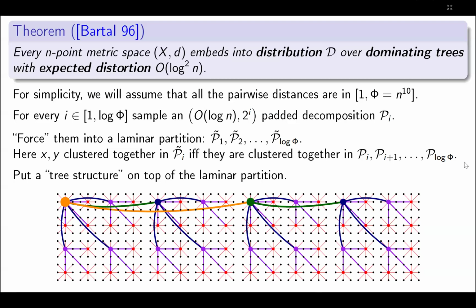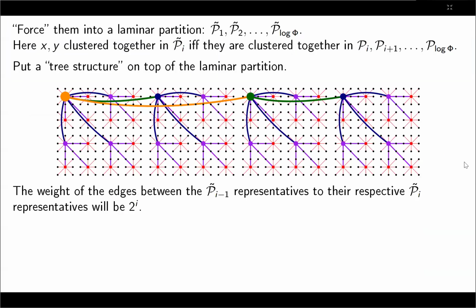Now I should tell you what weights you should put on the edges, but nothing smart about that. Just put, if it's an edge between a representative at scale i-1 to scale i, so they are together in some cluster of diameter 2 to the i, you'll just put the weight 2 to the i. Or you also can put the original weight. Maybe even better. Right, so this is the tree. Clear?